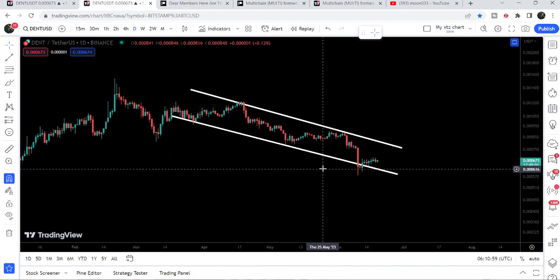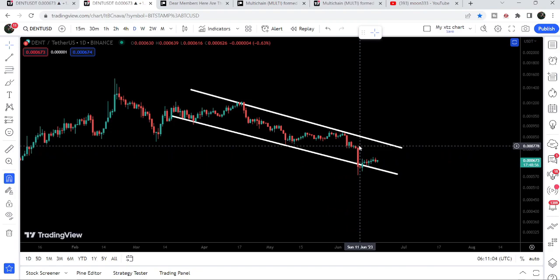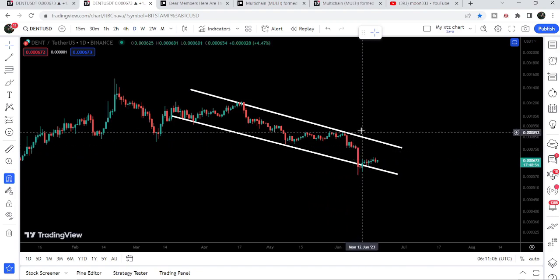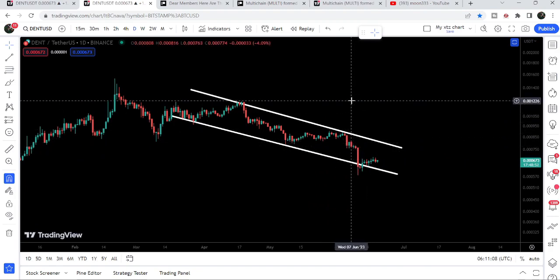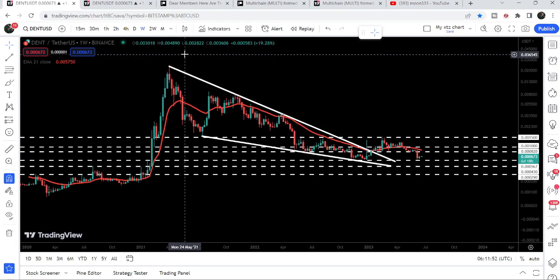That can be a signal that the price can break out, or at least make a powerful attempt to break out the resistance of this down channel. Once it is able to break out of this down channel, the target can be here at the top of the channel. That will be approximately $0.00121. And now we are back on the weekly time frame chart.